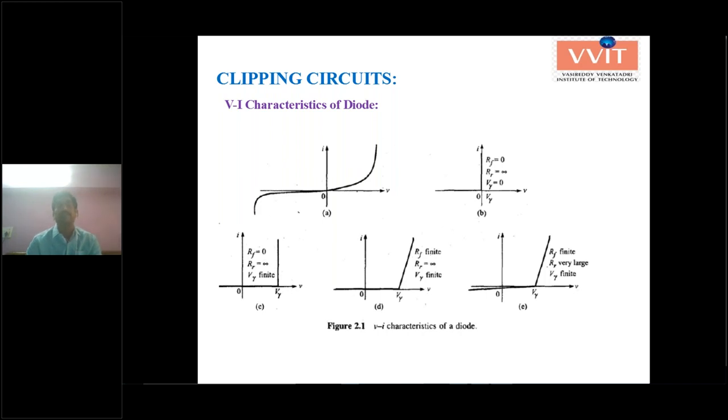Similarly, in the practical case, the cut-in voltage V gamma is considered, along with forward resistance and reverse resistance. In the practical one, V gamma is some finite value and forward resistance is also a finite value between 10 ohms and 100 ohms. Reverse bias resistance is considered infinity. So in that condition, this is how the graph will look, and the last one is the practical case.